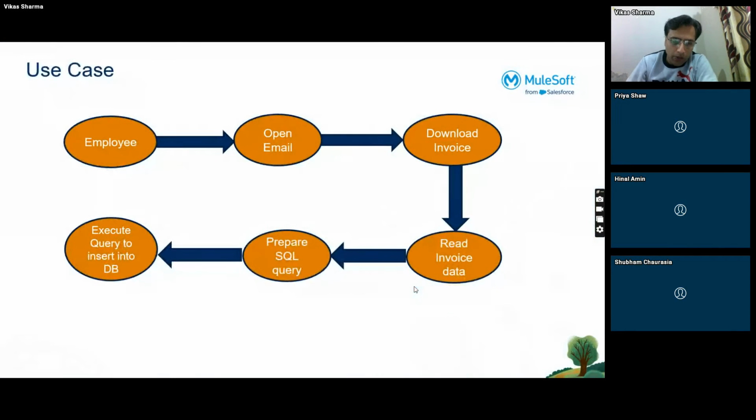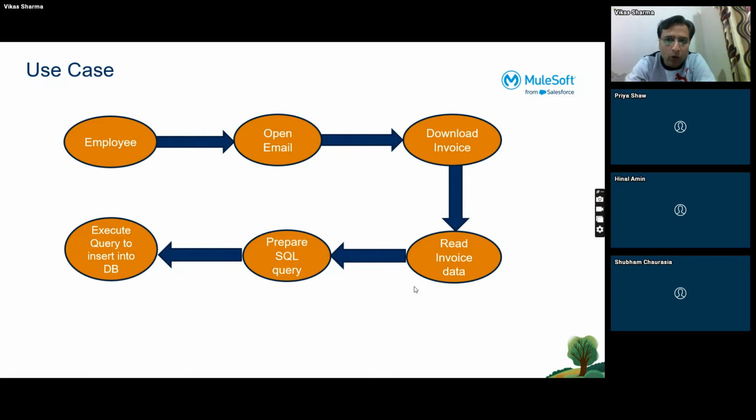Okay. So here is the use case for today's demo. So what is going on? ABC company is getting some invoices from some other company, like XYZ company. And the job of the employee in the ABC company is to open the emails on a daily basis.